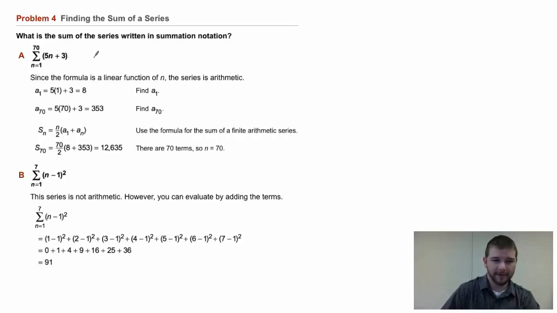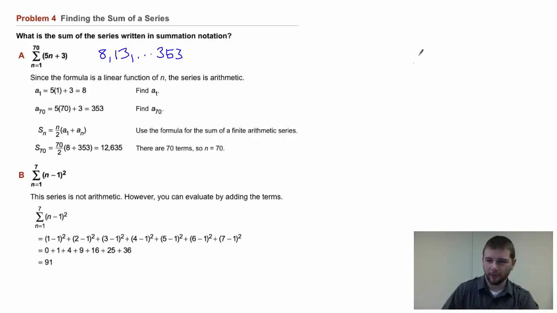Substituting in first 1. 5 times 1 is 5, plus 3 is 8. 2. 5 times 2 is 10, plus 3 is 13. Skip a few. And our upper limit, or our last term, 70 times 5, 350, plus 3, 353. So here we have the information needed to find our first term, well, it's 8, and our a sub n term, in this case a sub 70, 353, and that's the information we need to proceed.